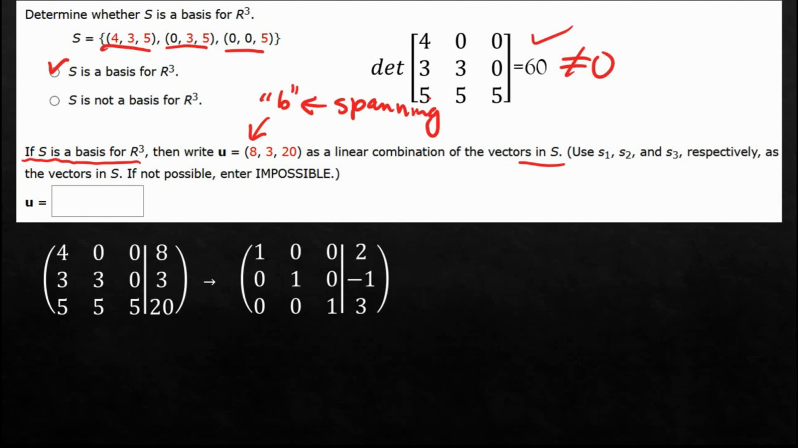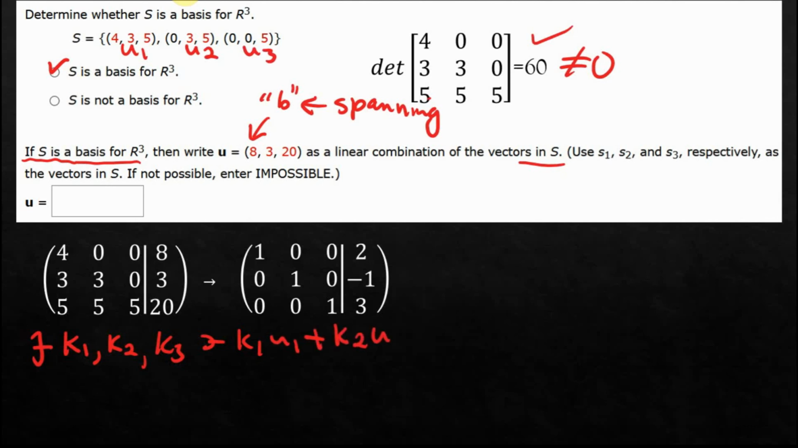Well, yes, we can. You remember how we do that: we say that there exist scalars K1, K2, K3 such that K1 times, let's give these vectors some names, I'll call them U1, U2, U3, times U1 plus K2 times U sub 2 plus K sub 3 times U sub 3 is equal to this vector u.